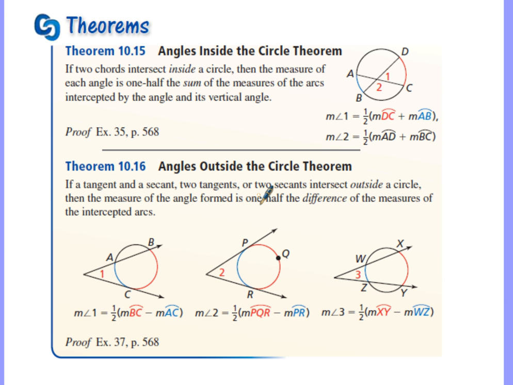What about what happens when the lines intersect outside? They intersect outside. Well, this presents an even more interesting scenario, because if they're intersecting outside, there's a couple different things that these lines could be.